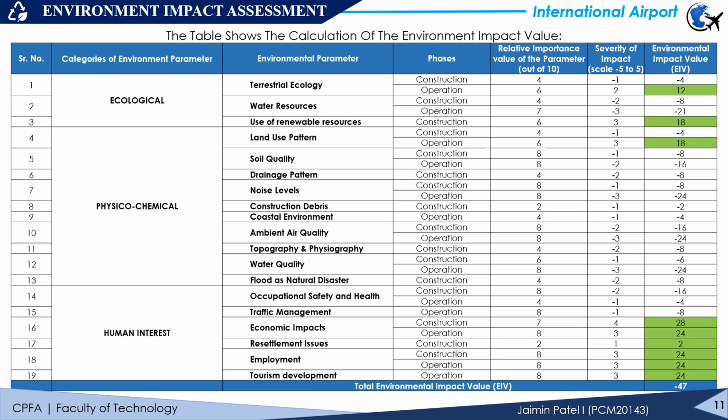tourism development. And this is a table showing the calculation of the total environment value. The green highlighted value in the last column indicates the impact is positive on the parameter. Then air quality, water resources, and other parameters have a negative impact, while employment opportunity, economic growth, and tourism development have a high positive impact due to the development of this project. Hence, the overall project has a high negative impact on environment, which indicates the provided mitigation measures should be implemented.